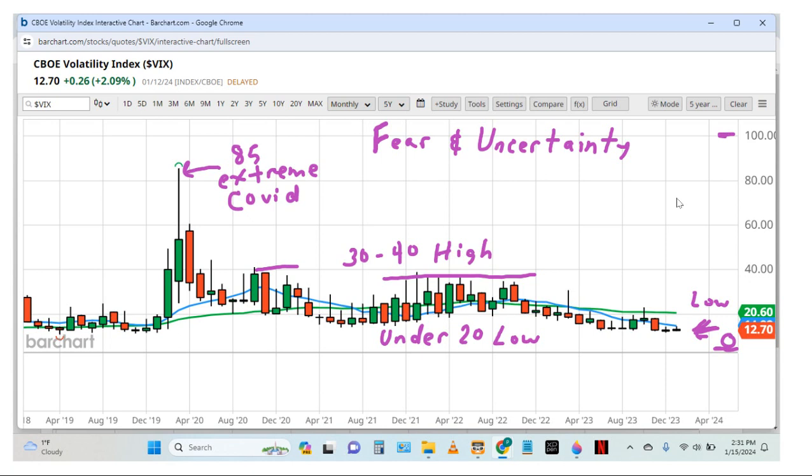So right now, we don't really have fear and uncertainty. We have more bullishness overall, more positivity. Now that's subject to news, subject to other events like interest rates going up or something like that, or a recession. But right now the stock market is in a low fear environment.